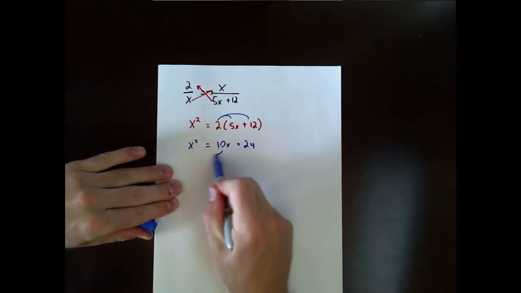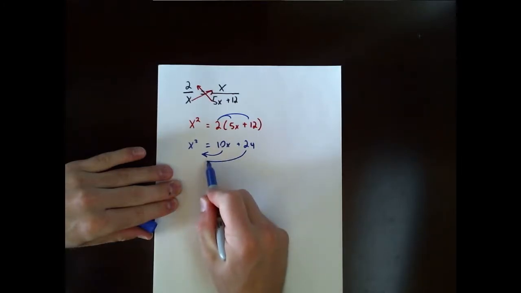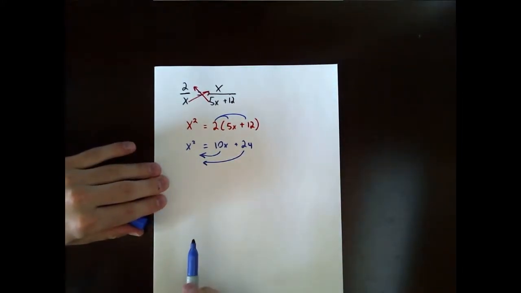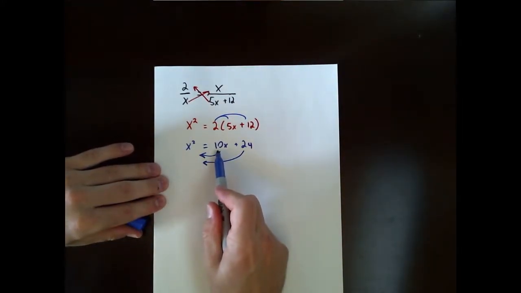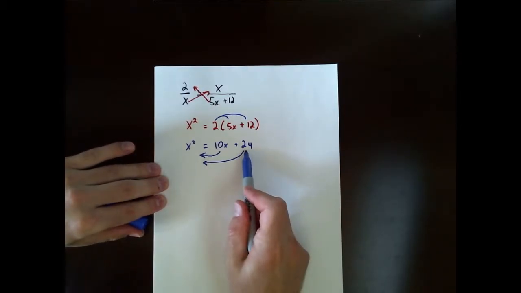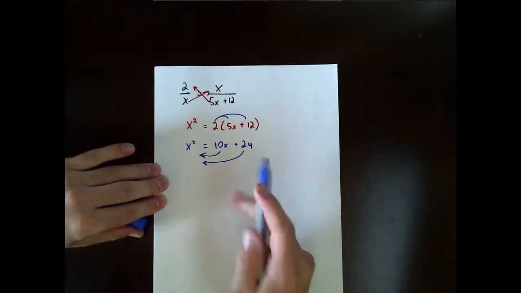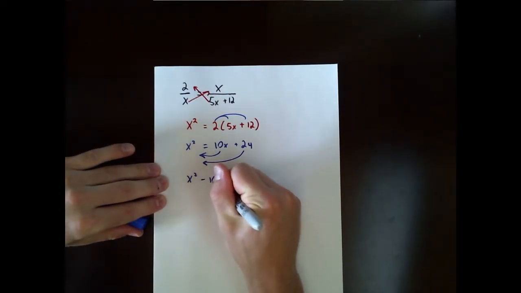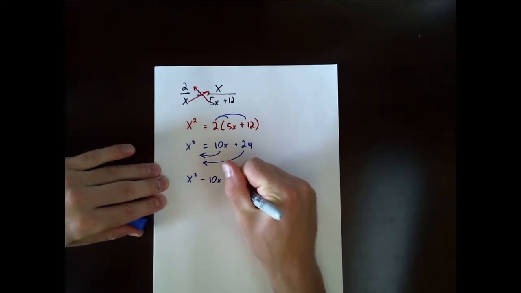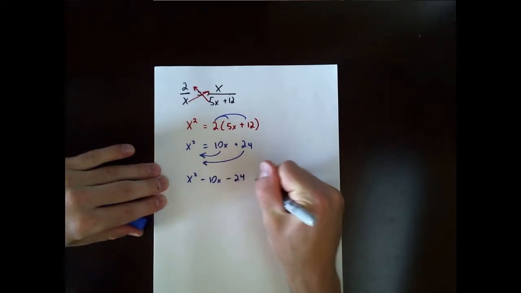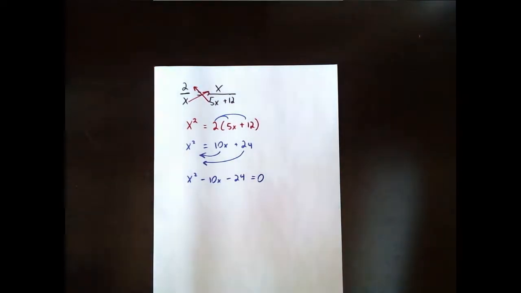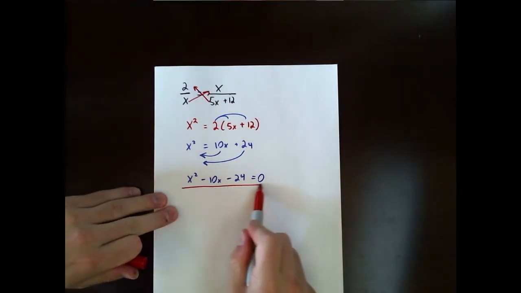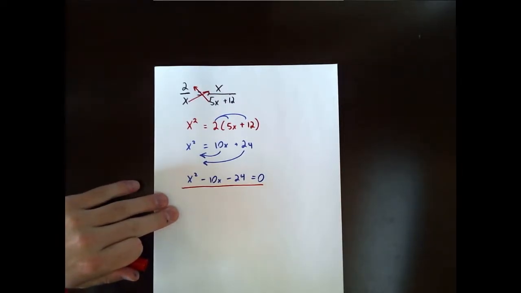So now I'm going to move both of these terms here over to the left hand side of the equation. So I'm going to have to subtract 10x from both sides, and I'm also going to have to subtract 24 from both sides. So I'm going to be left with x squared minus 10x minus 24 equals 0. So now that we're to this point, we can see that we have our standard form of a quadratic, and we just have to solve from there.